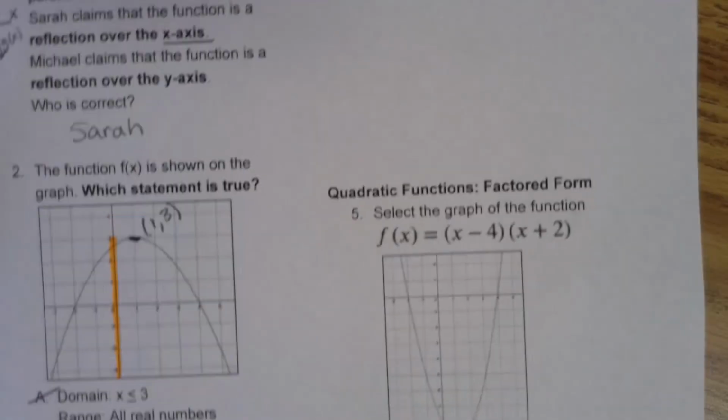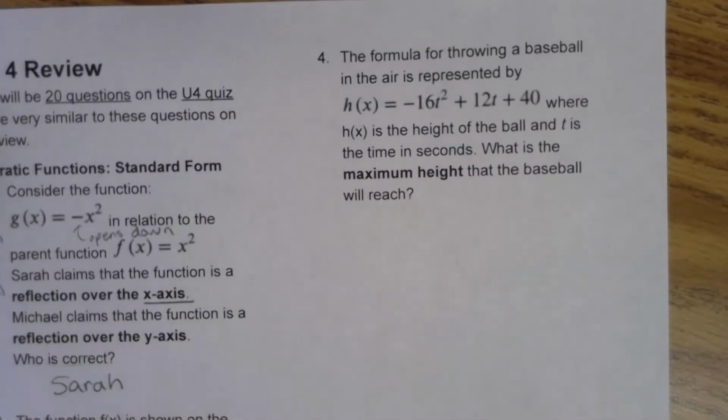Let's look at question number 4 now. It says the formula for throwing a baseball in the air is represented by this function, where h of x is the height of the ball and t is the time in seconds. What is the maximum height that the baseball will reach?